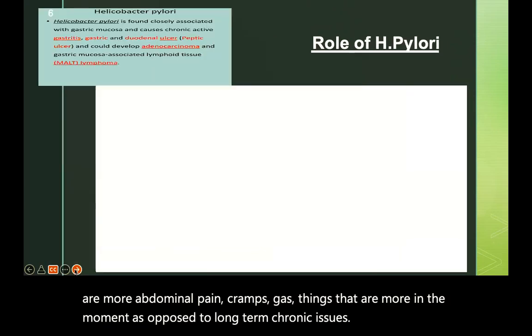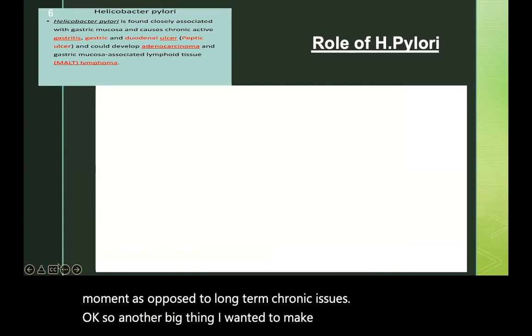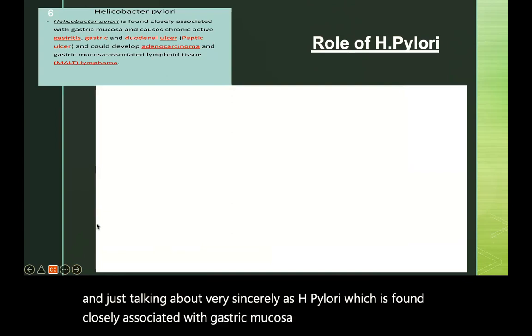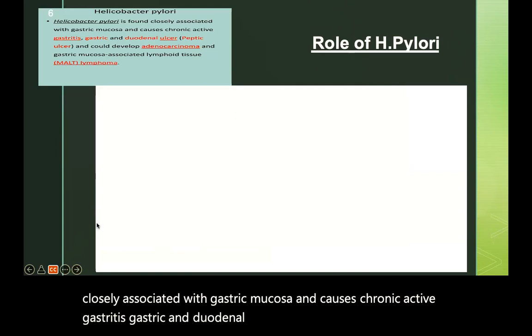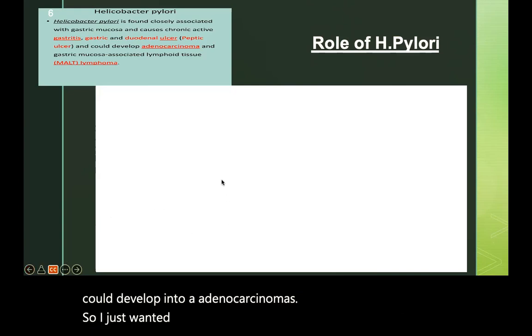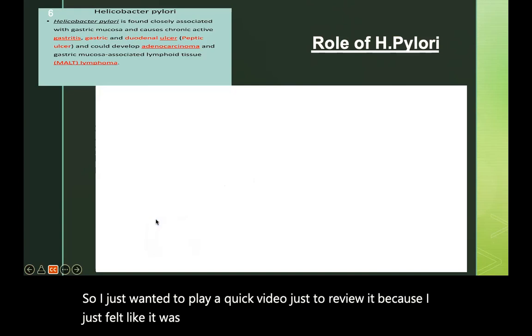Okay, so another big thing I wanted to make sure we're reviewing and just talking about very sincerely is H. pylori, which is found closely associated with gastric mucosa and causes chronic active gastritis, gastric and duodenal ulcers, including peptic ulcers, and could develop into adenocarcinomas. So I just wanted to play a quick video just to review it because I just felt like it was so important to talk about.